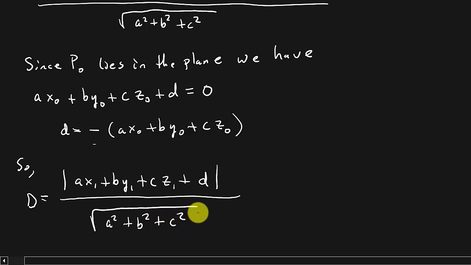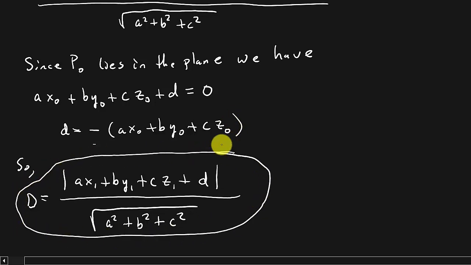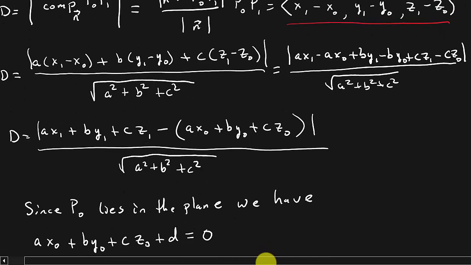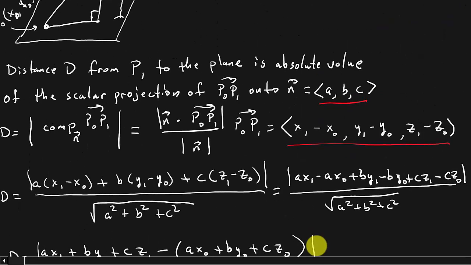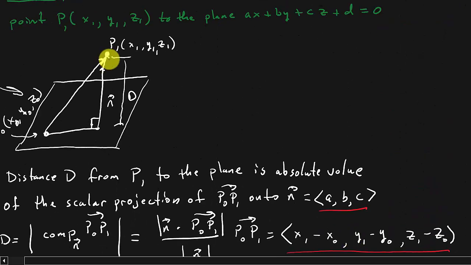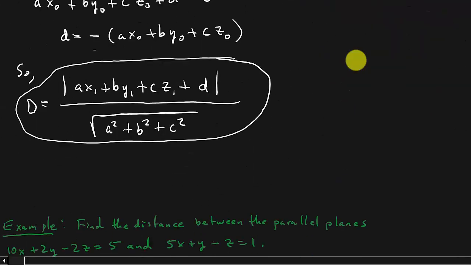And so this is your distance formula. That gives you the distance between a point and a plane. This is your distance formula, and this is what you'll need to know.